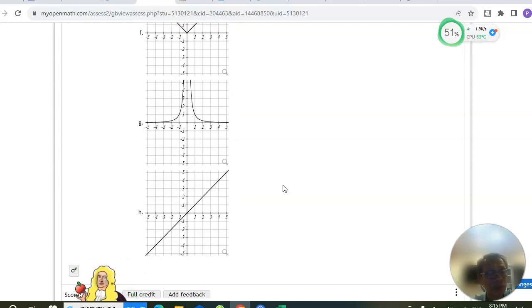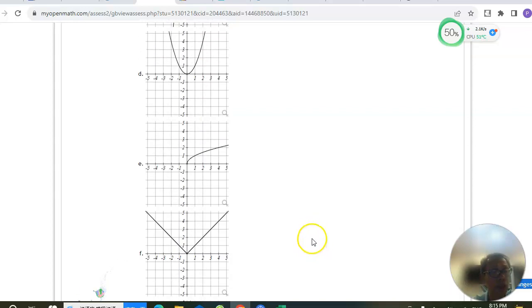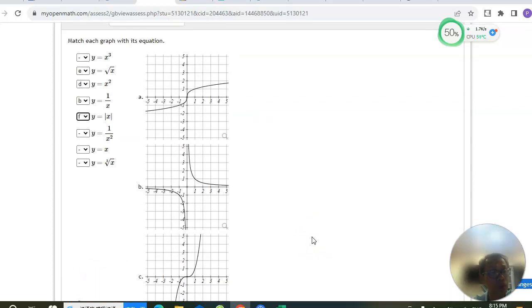Now let's look at graph H, the simplest and most important function, y equals x, because this is a straight line. When x equals 1, y equals 1. When x equals 2, y equals 2. When x equals 5, y equals 5. When x equals negative 2, y equals negative 2. So this is y equals x, the easiest one. So this is H. Okay, so we only have three graphs left.